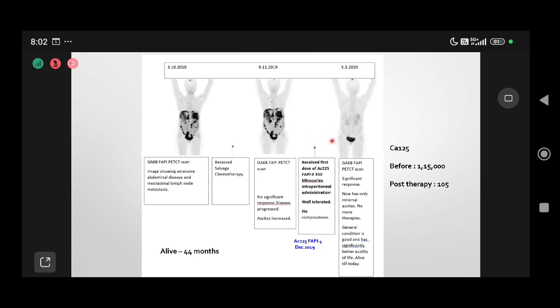Actinium FAPI was given. Actinium is an alpha emitter. It causes double-strand breaks. These are very powerful. But the only thing is actinium is a little more costly than lutetium.